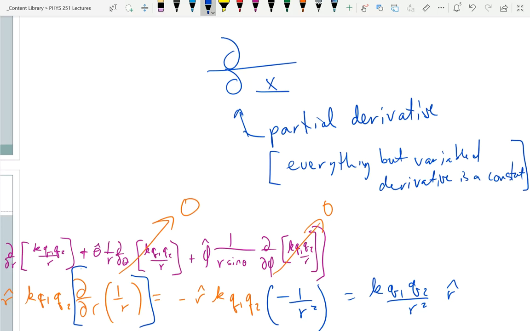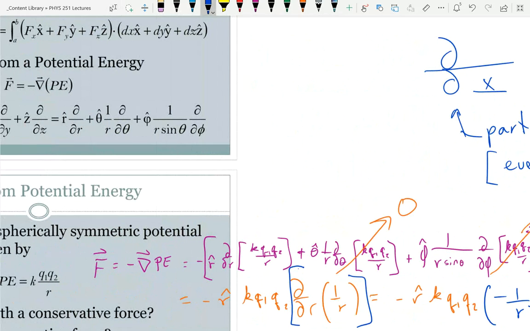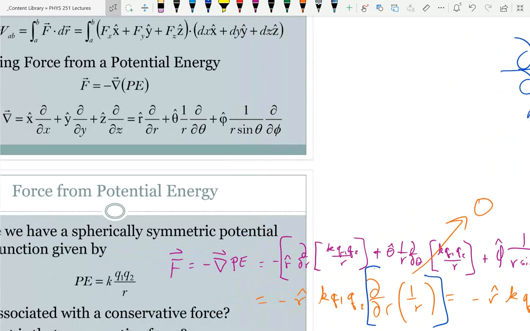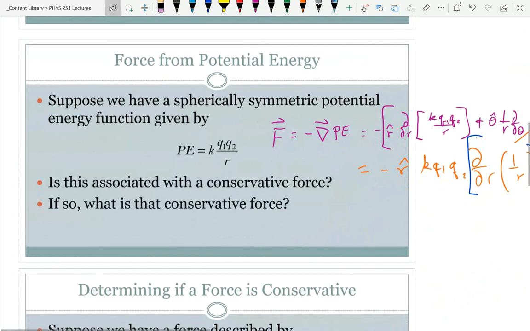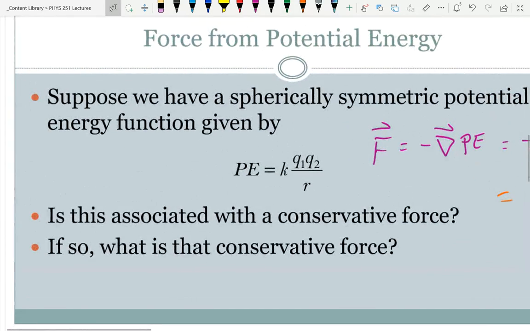So why don't we take the partial derivative of the R hat? Well, because it was the partial derivative of the function. There was no R hat in my potential energy function. Otherwise, that would have been a good question. I mean, would have been one I'd have to come up with an answer for. So, is this associated with a conservative force? Yes, if so was conservative force, we found it. Do you have a question on how we found it?